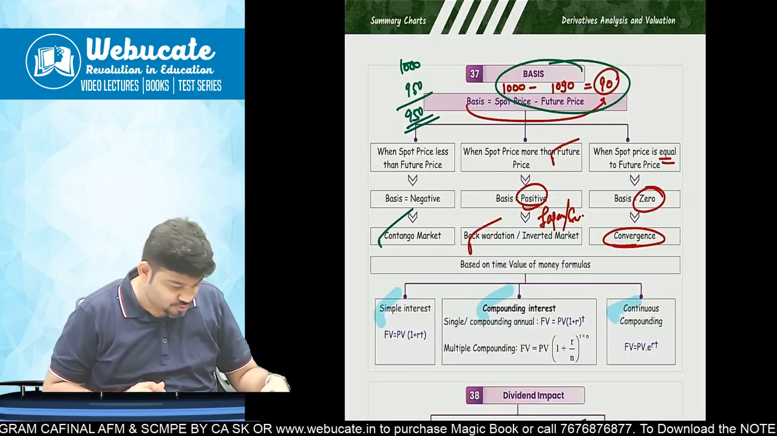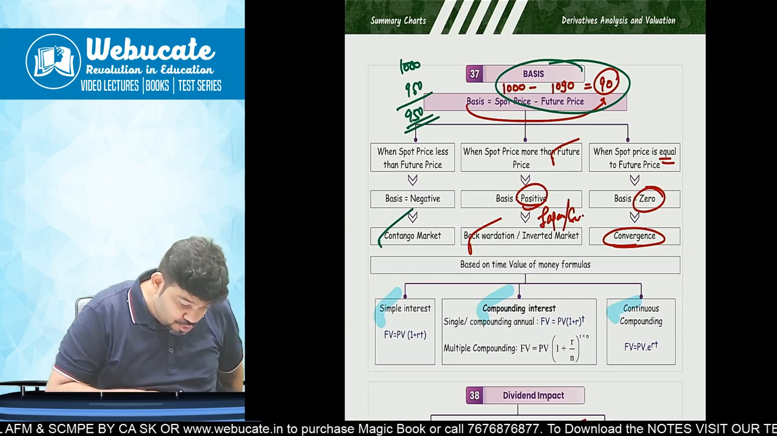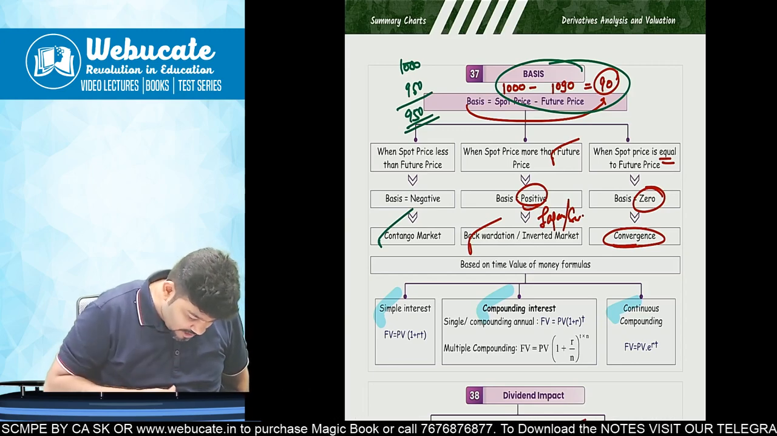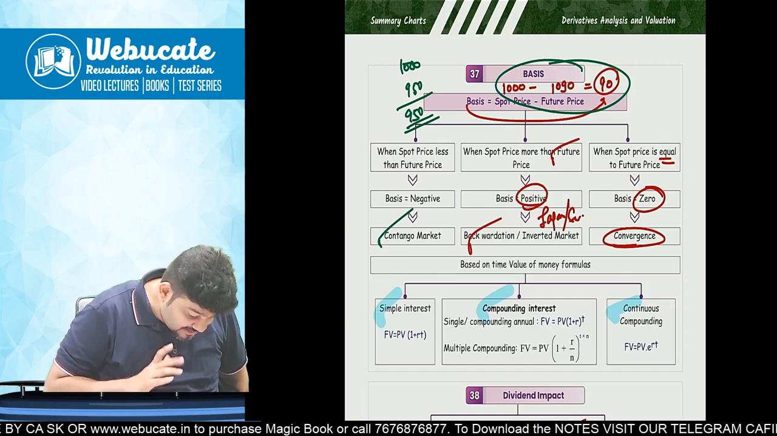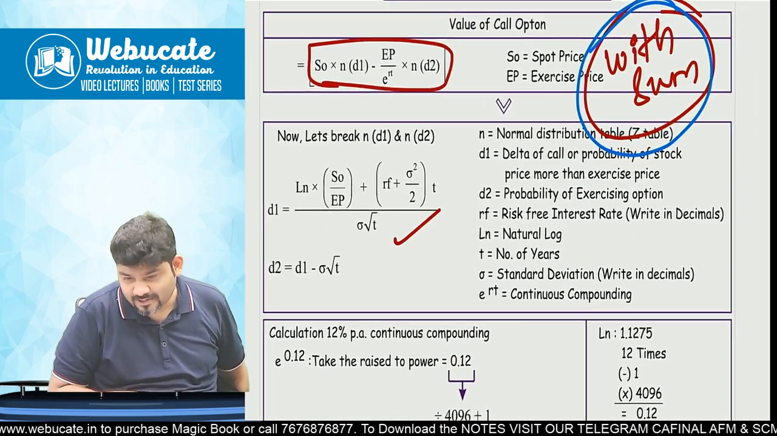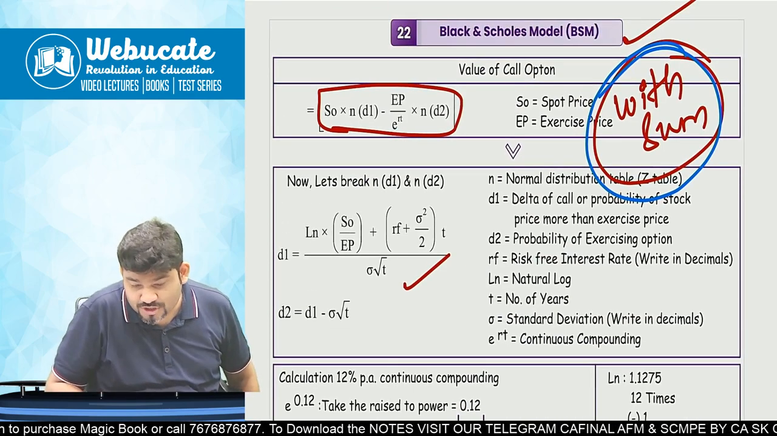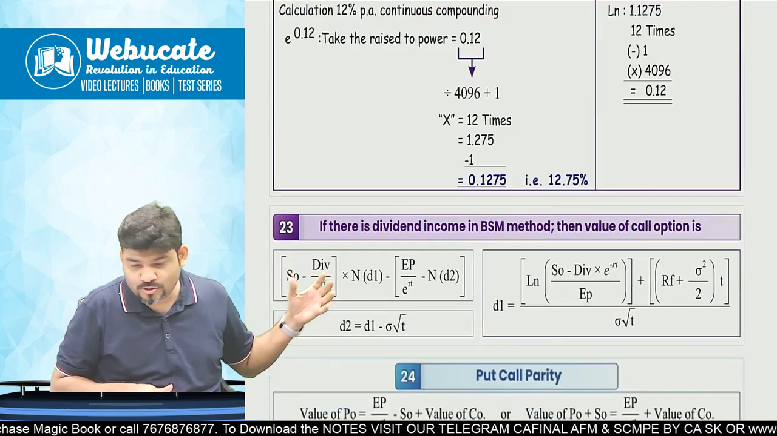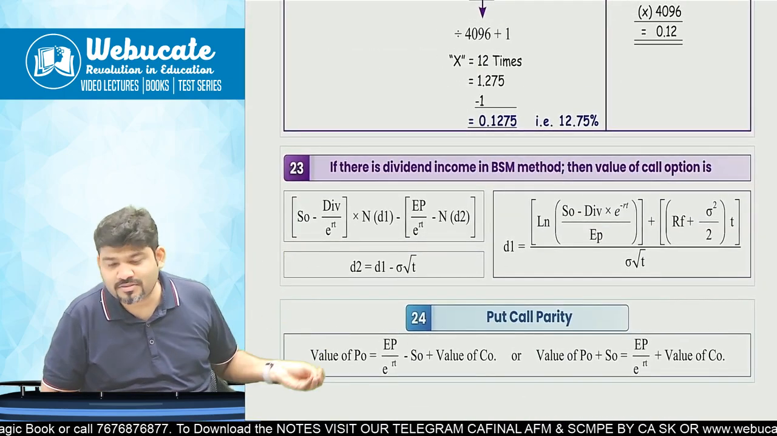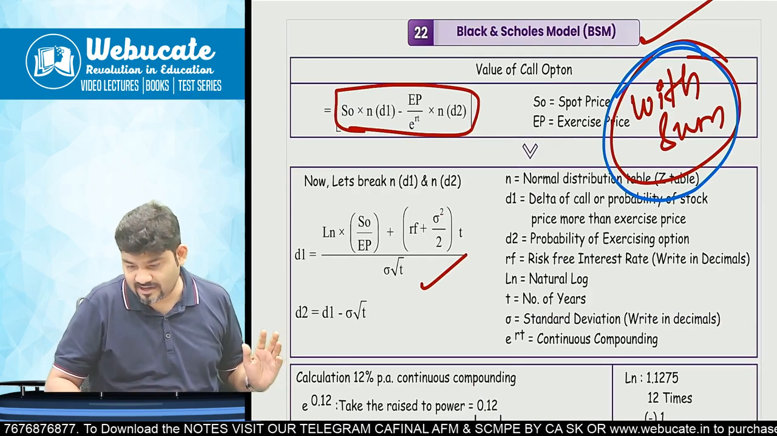Now we come to the Black-Scholes model. I want to solve the Black-Scholes model, so I am expecting each one of you to please take out a pen and paper, because that's how I am going to solve this Black-Scholes model for you. Black-Scholes model, parity, all of this will be done through this itself. Got it?